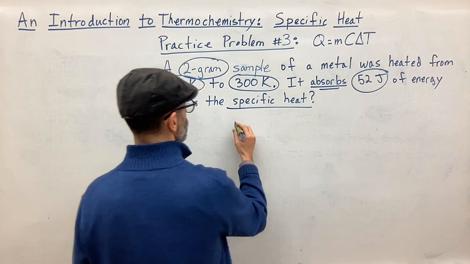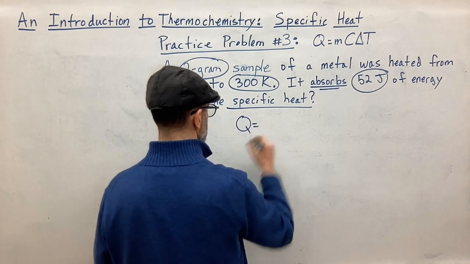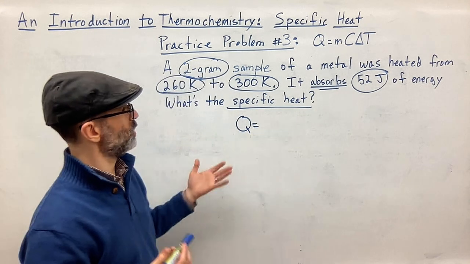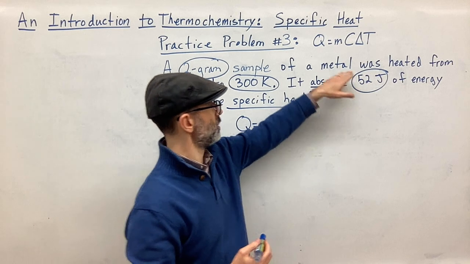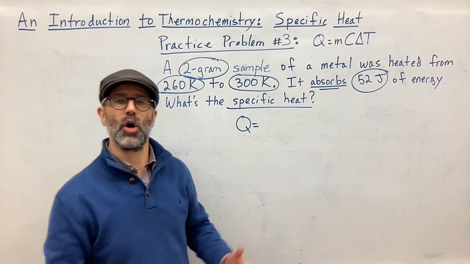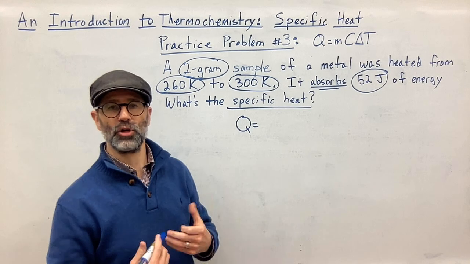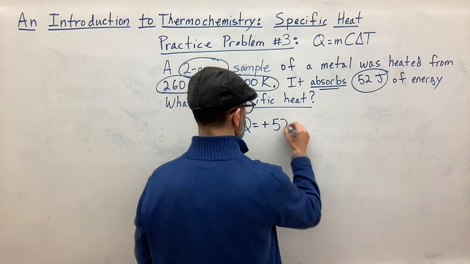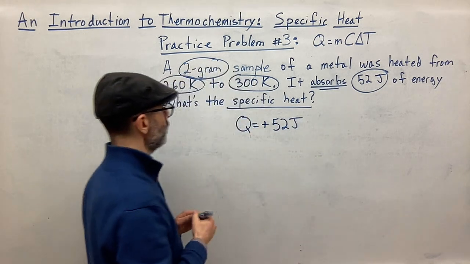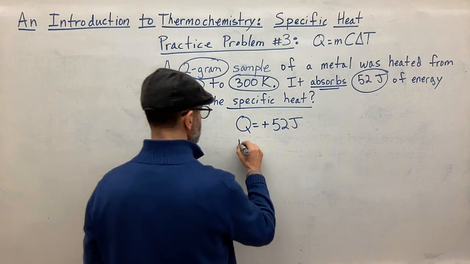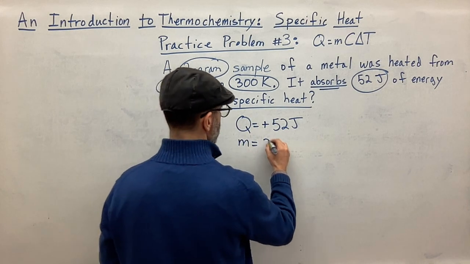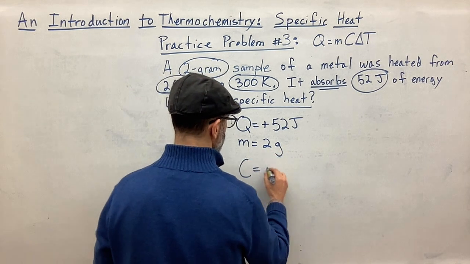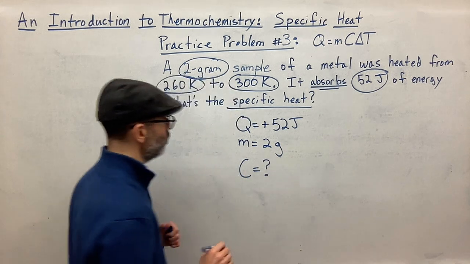So if we write this down, Q, what's Q? Q is 52 joules. So what is absorbing the 52 joules? It's the metal. The metal is our system, so it's absorbing heat. That's endothermic, so this is going to be positive. So that's going to be a positive 52 joules. Okay, we have our mass. The mass is 2 grams. We have the specific heat, which is what we're looking for, so that we don't know.